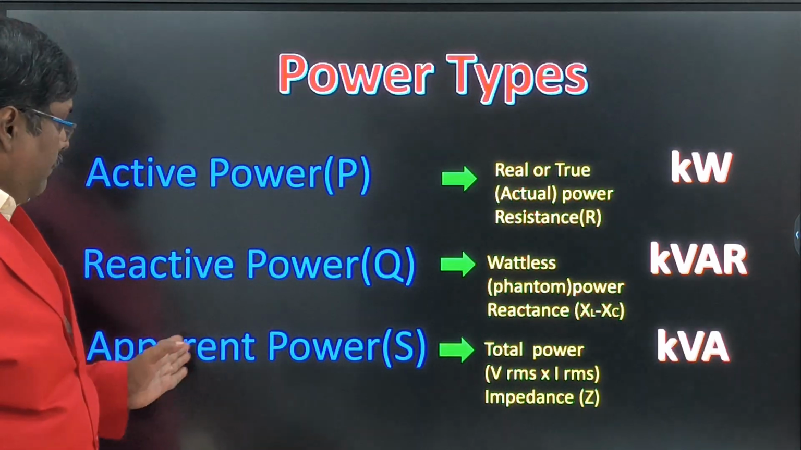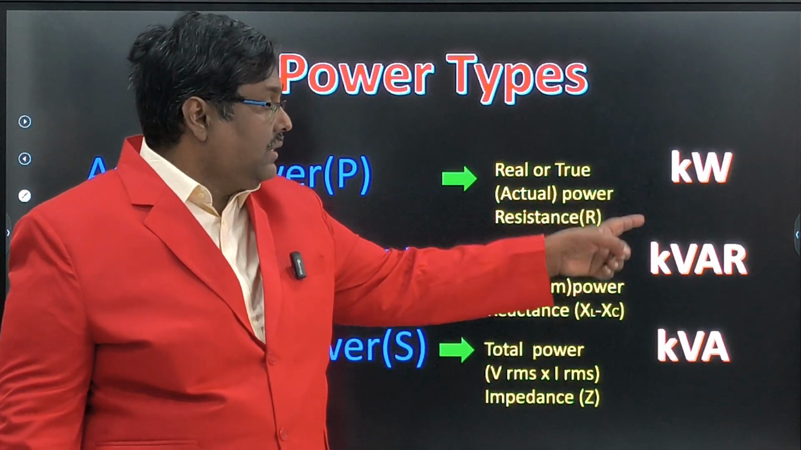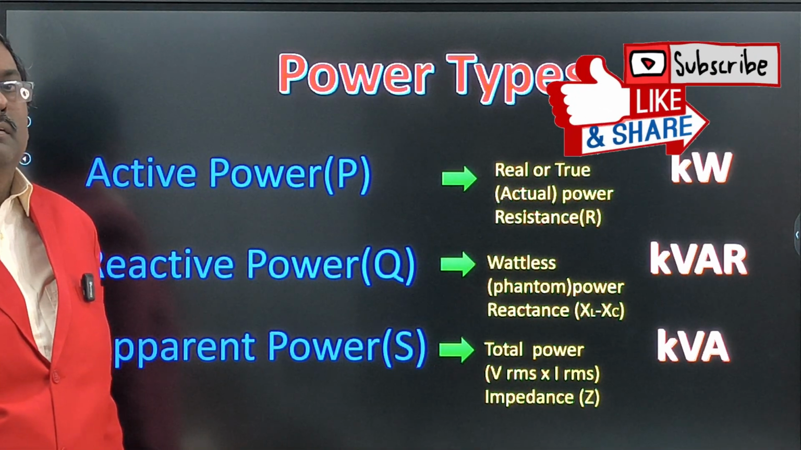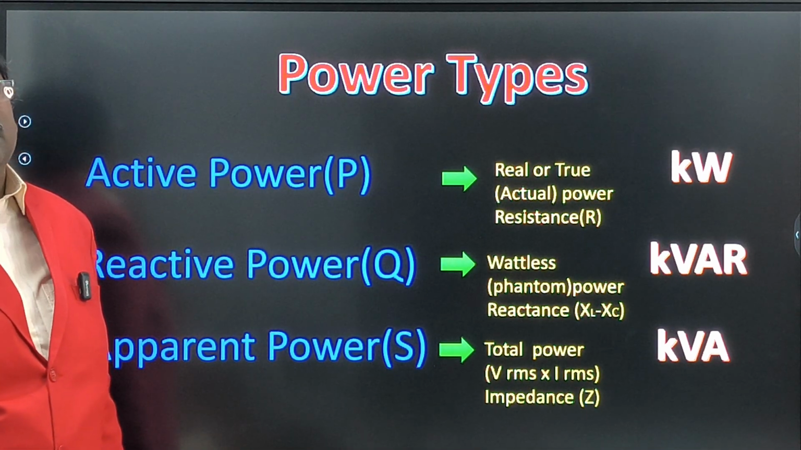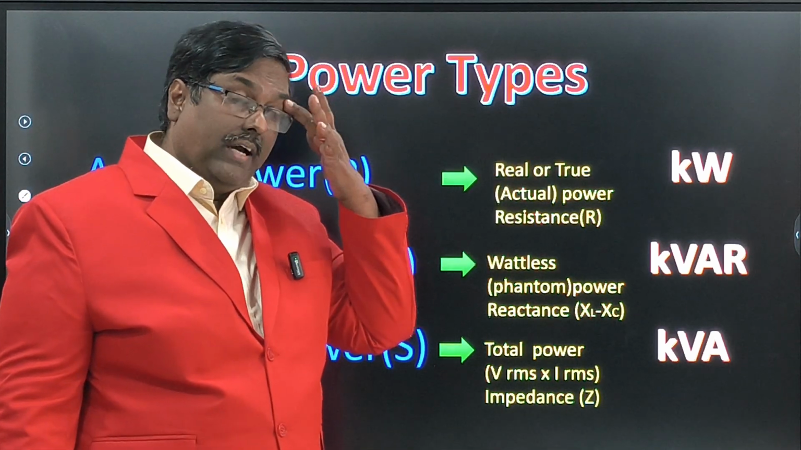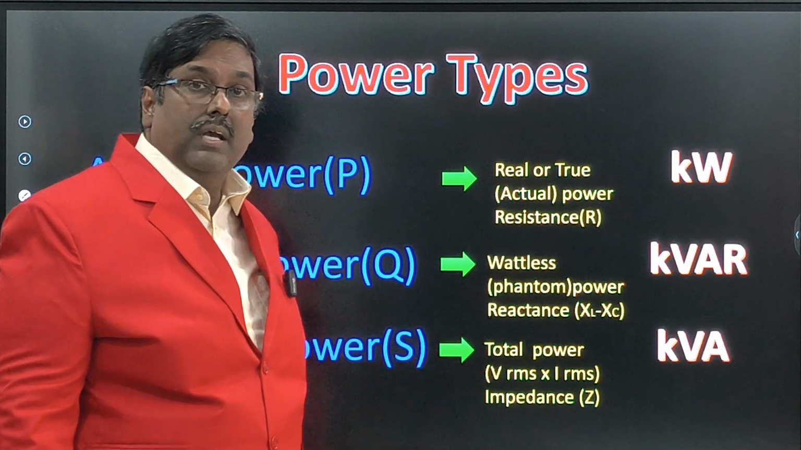The unit of this apparent power is kVA. This is also a famous unit. There is a lot of confusion between kVA and kilowatt. Even engineers are very much confused about this. Some ships have a kilowatt meter and power factor meter, some ships have a kVA meter, and some ships have a kVAR meter.